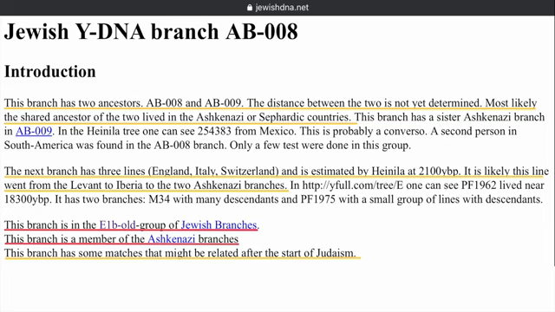This branch is in the E1B-old group of Jewish branches. This branch is a member of the Ashkenazi branches. This branch has some matches that might be related after the start of Judaism.